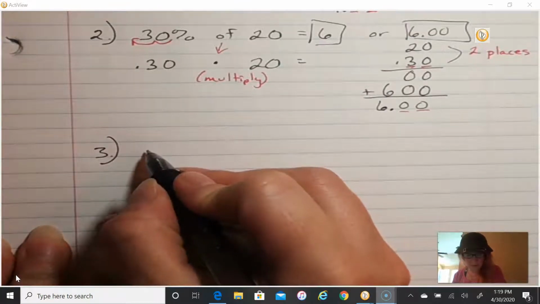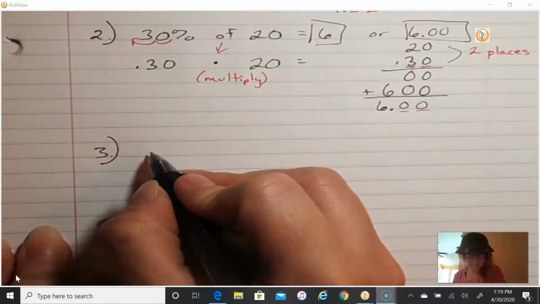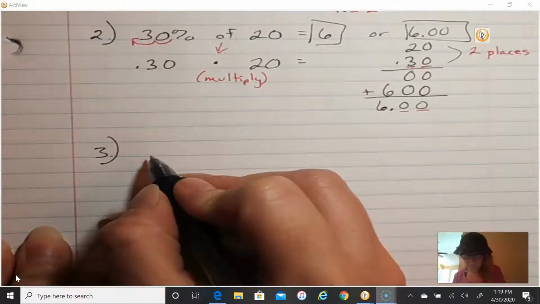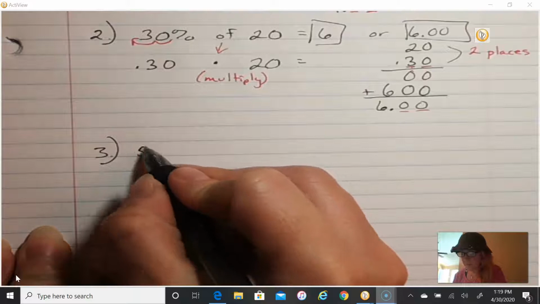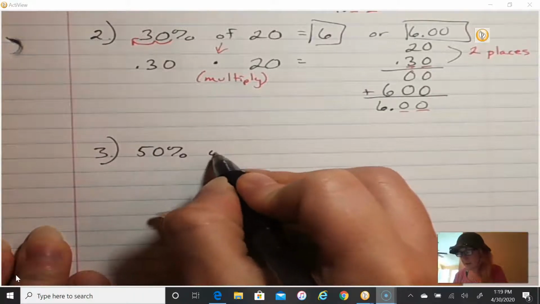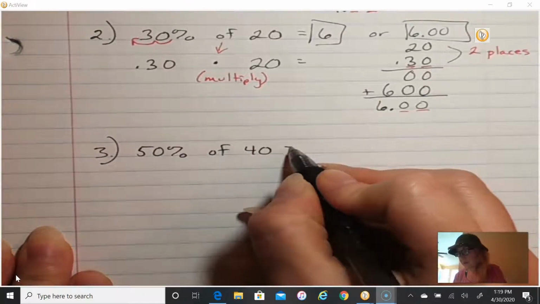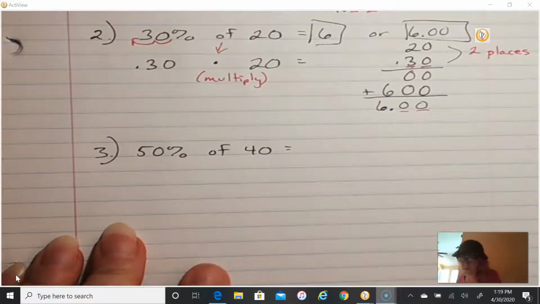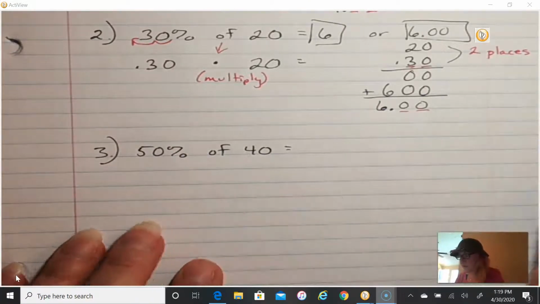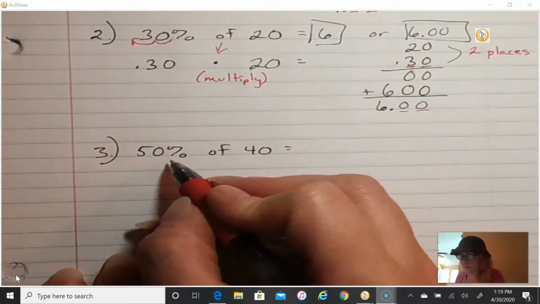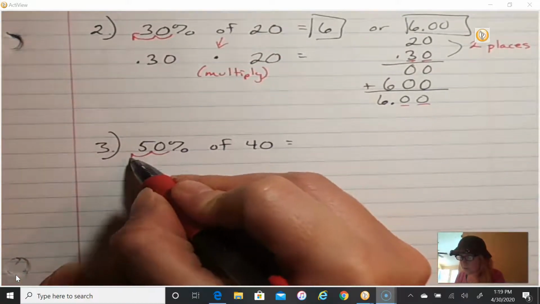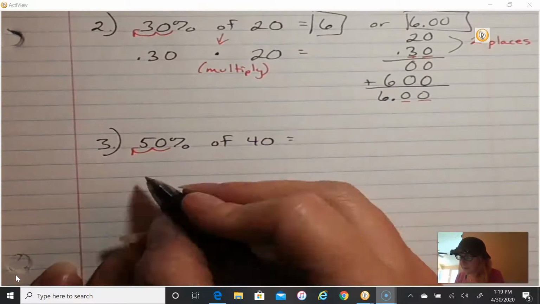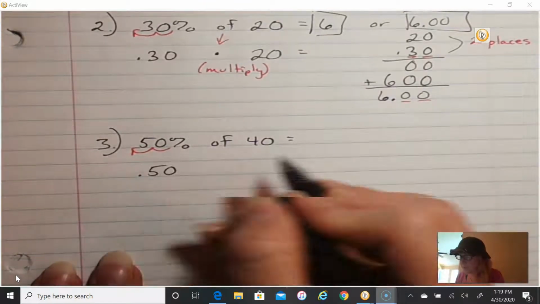Ooh, how about 50% of 40? So we're looking for percent of a number. Okay, first thing we do, put this into decimal. Move it 2 places to the left. I get 0.50.